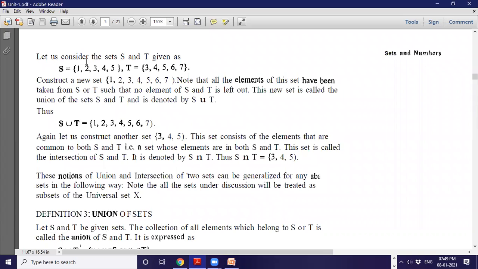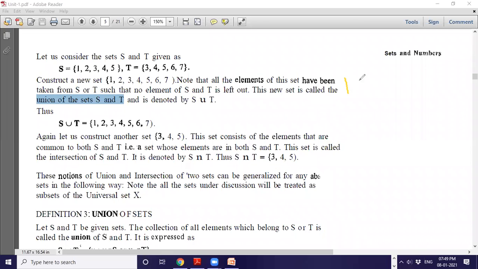Let us consider the sets S and T given as S = {1, 2, 3, 4, 5} and T = {3, 4, 5, 6, 7}. Now, construct a new set {1, 2, 3, 4, 5, 6, 7}. Note that all the elements of this set have been taken from S or T, and no element of S and T is left out. This is known as the union of S and T. Now we are actually talking about the operations of sets, not properties. So the first operation that I mentioned here is union.